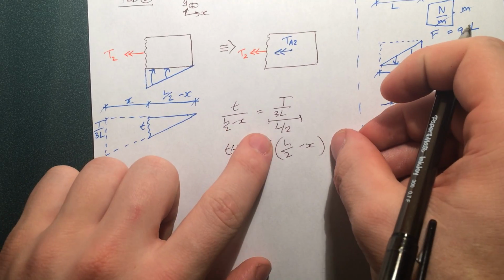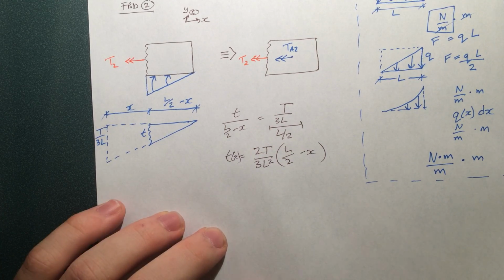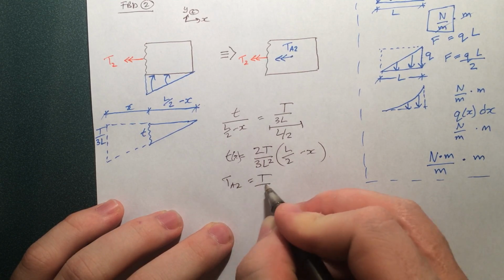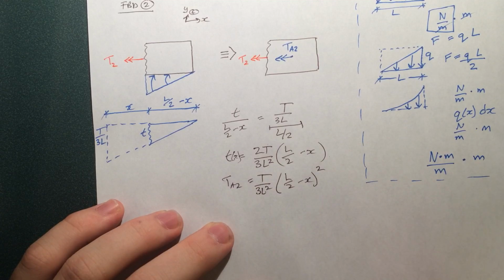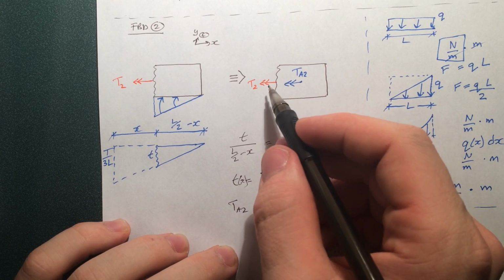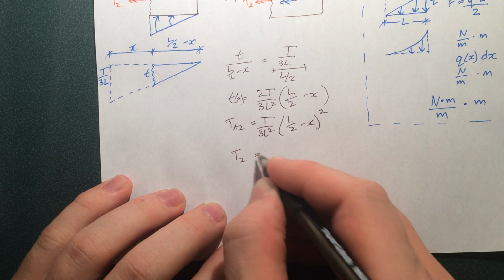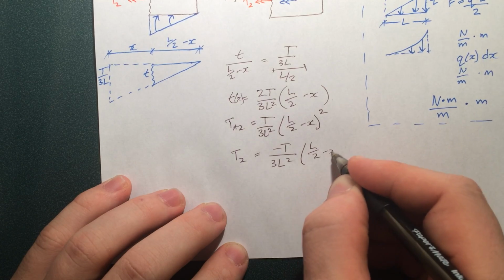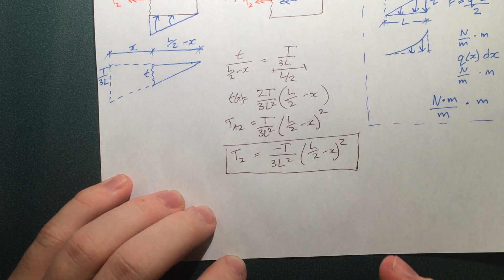So it's essentially going to be squaring this, because that's this distance, and then dividing it by 2. Alright, so I'm going to say TA2. Alright, so that's TA2, and looking at this here, we see that TA2 and T2 are in the same direction, so that means T2 is equal to negative TA2.